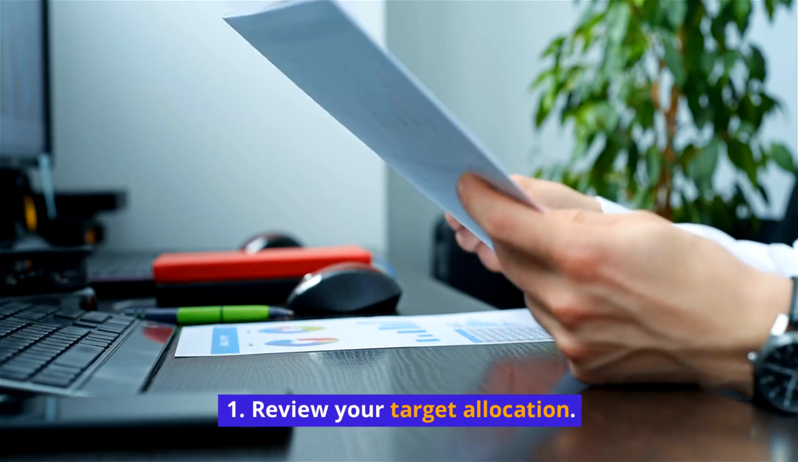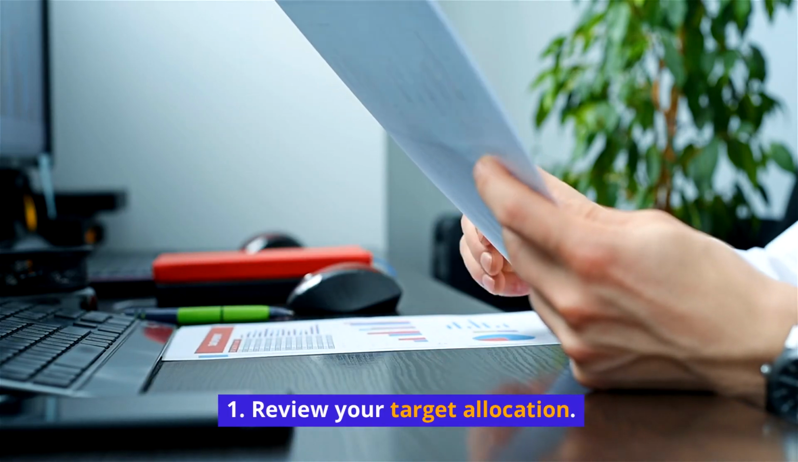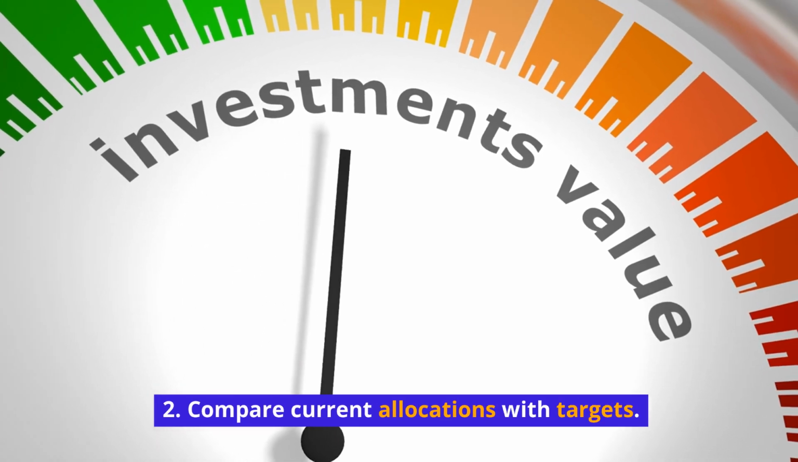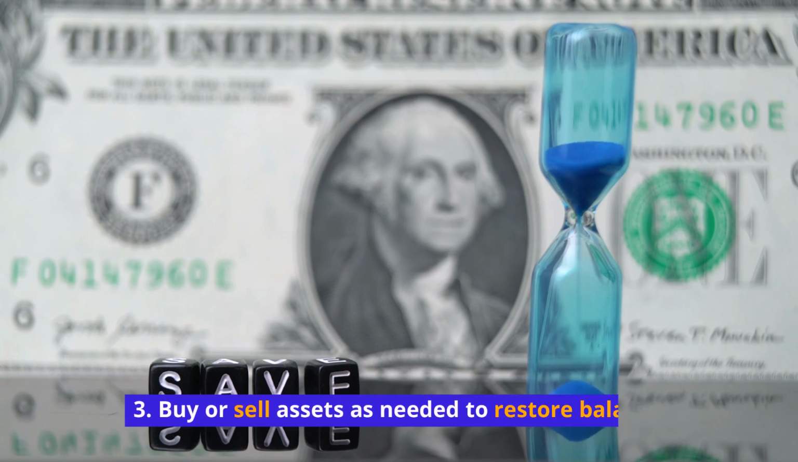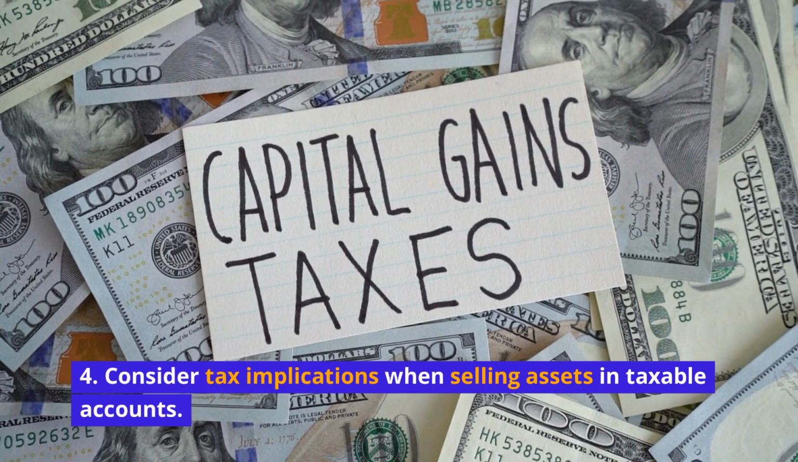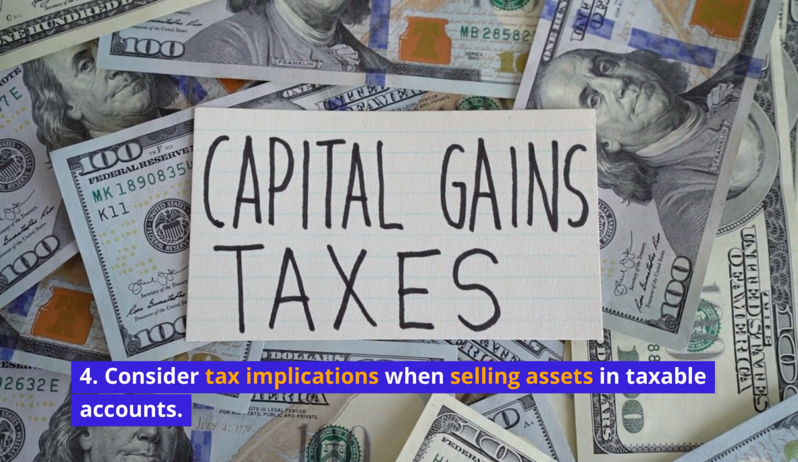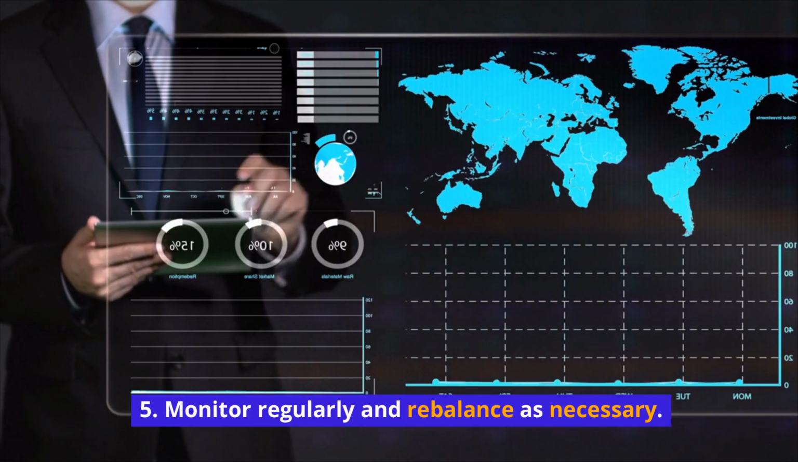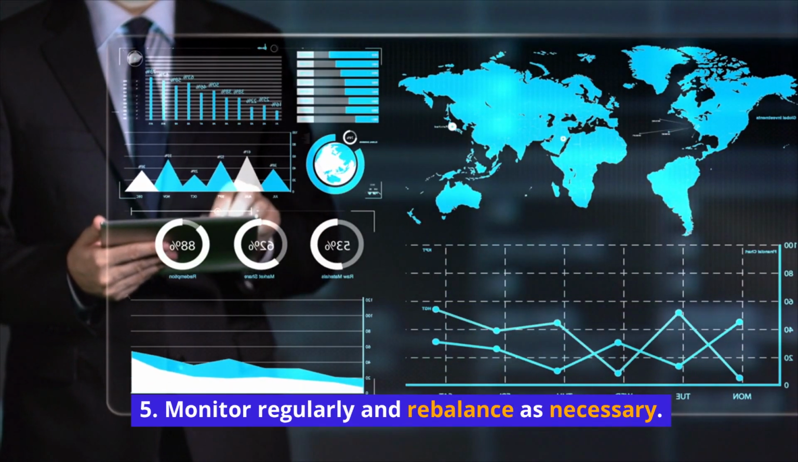Steps for rebalancing. 1. Review your target allocation. 2. Compare current allocations with targets. 3. Buy or sell assets as needed to restore balance. 4. Consider tax implications when selling assets in taxable accounts. 5. Monitor regularly and rebalance as necessary.